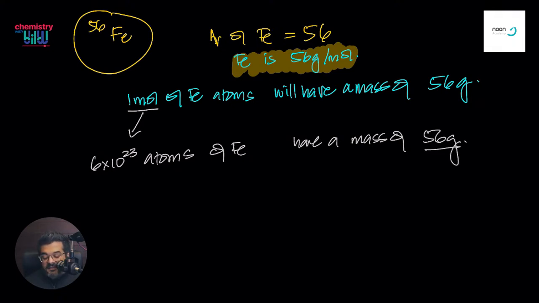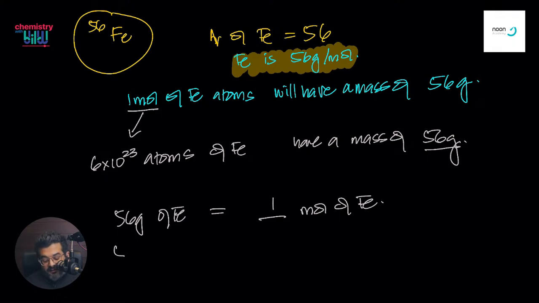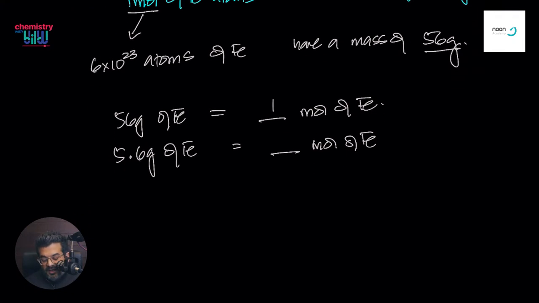Exactly. So if I have 56 grams of iron, how many moles do I have of iron? Because that's what I want to know now. I have 1 mole. So if I have 5.6 grams of iron, can you find out how many moles of iron that is? If 56 grams is 1 mole, 5.6 grams is how many moles? So Munaf, very simple. If 1 mole of iron is 56 grams, 2 moles of iron is how many grams? 56 times 2.